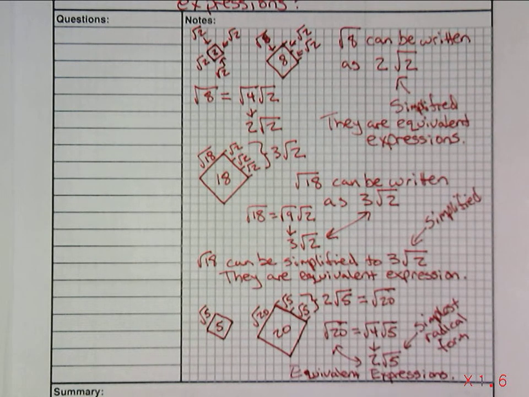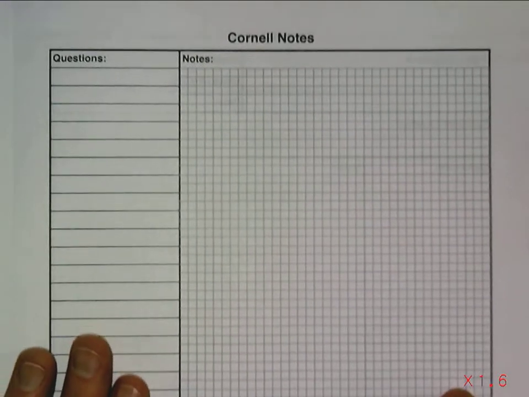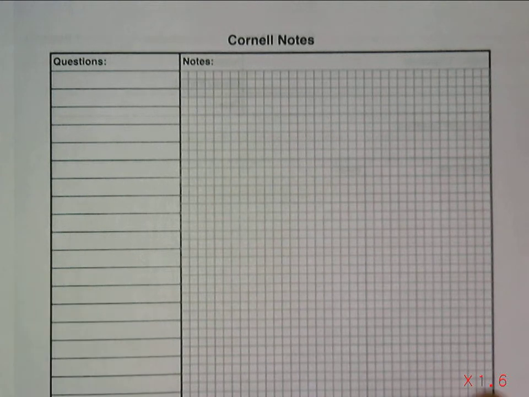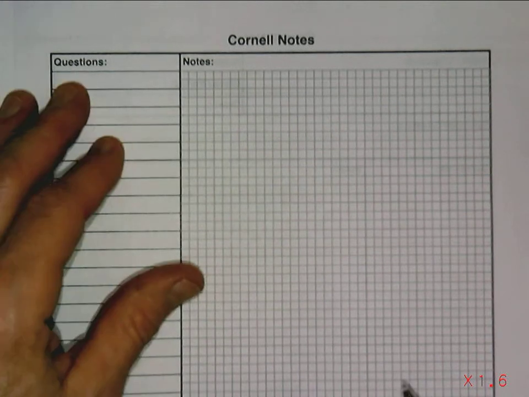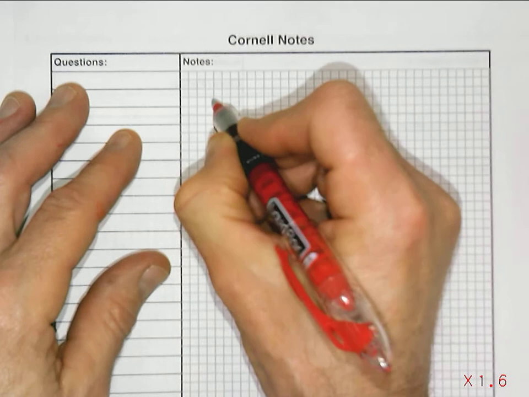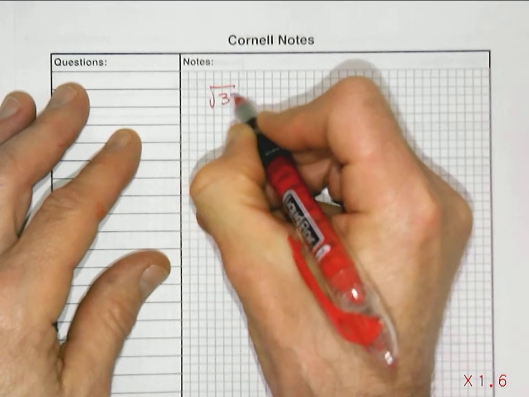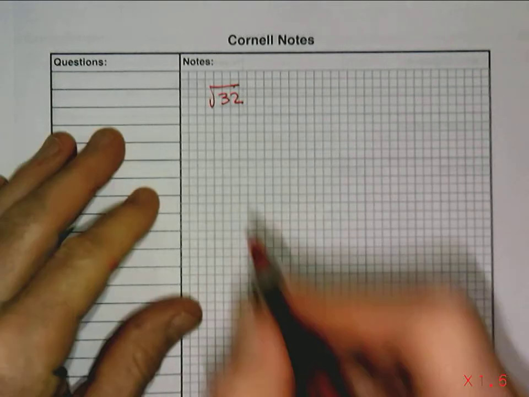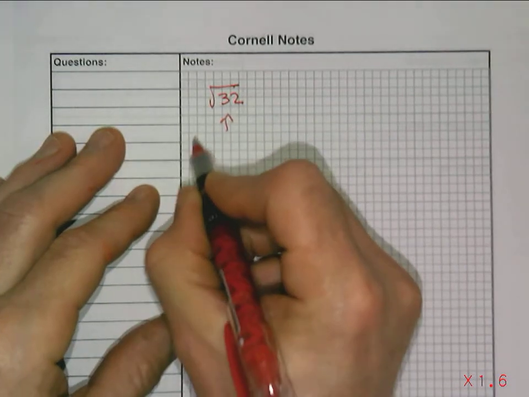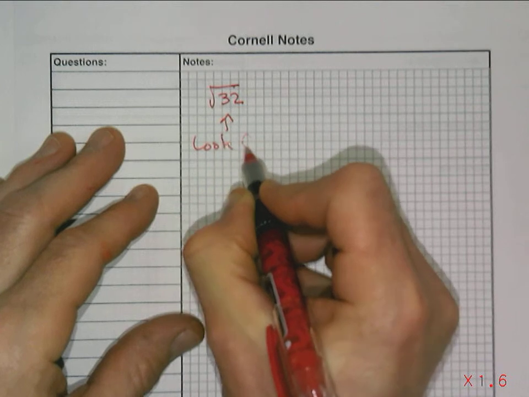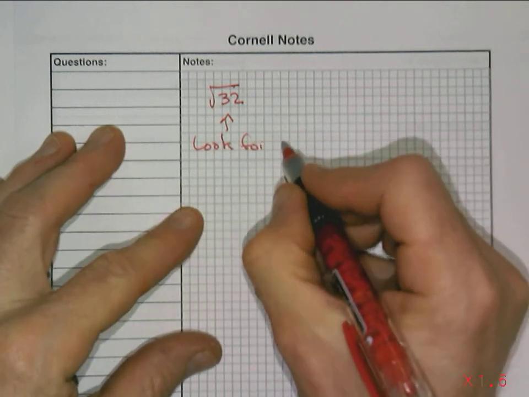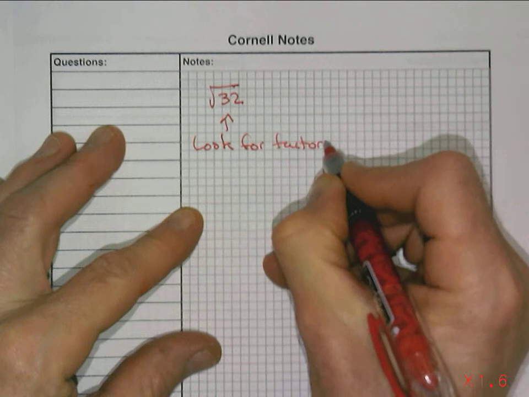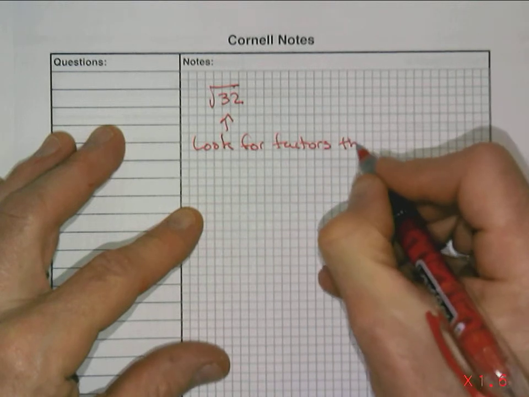So let's do a few more examples of this, but without the squares. So what if I just had a square root number? How do I figure out what to do with it? So let's say I start with the square root of 32, and I say I want to get that in the simplest radical form. So here's what I want to do. I really want to look for factors that are perfect squares.